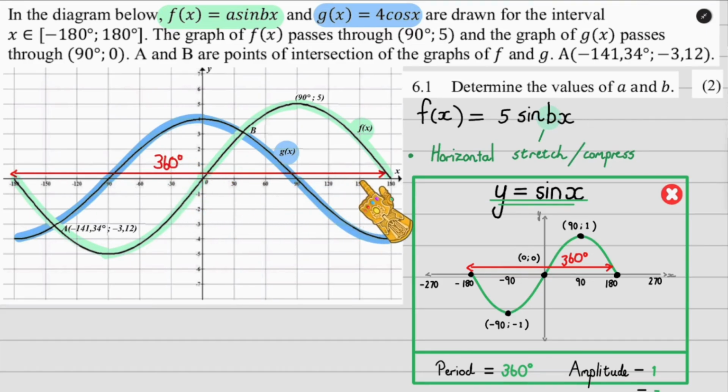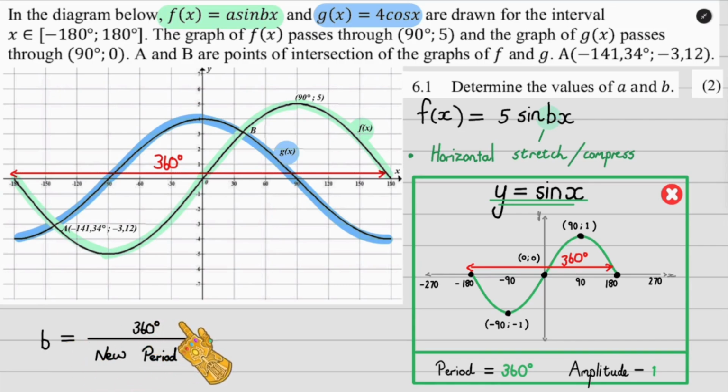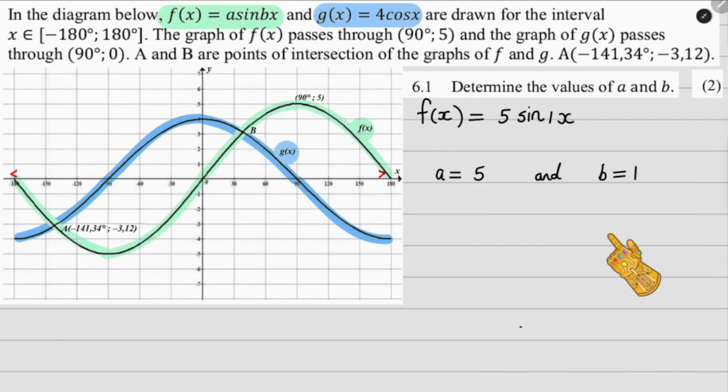And the formula I was referring to earlier goes like so. The coefficient of x, or the coefficient of the angle, in this case b, equals 360 divided by my new period. It's 360 for sine and cos, and it'll be 180 for tan. So the new period of this graph is 360, and 360 divided by 360 gives me the 1 that I've been talking about for b. One last thing, we do have to state the values of a and b separately because they asked us to do that. So we just say a equals 5 and b equals 1.